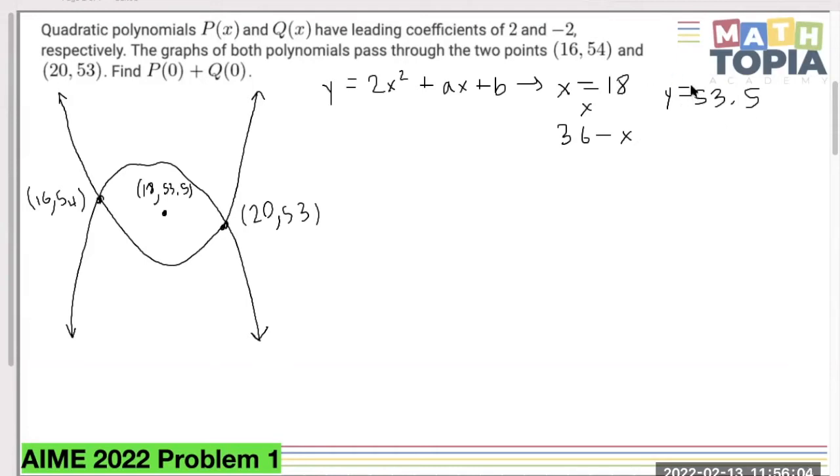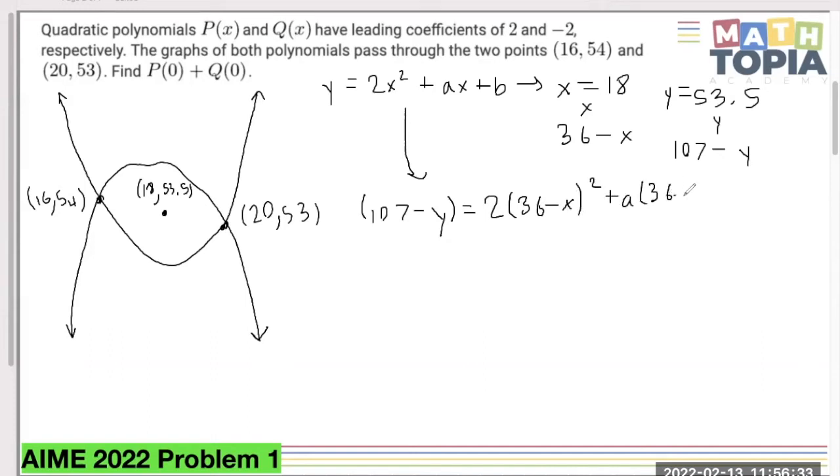Same thing with y equals 53.5. If we start at y, it must be subtracted from twice 53.5, which is 107. So what we can do is take this equation and replace it with those values. And what we end up with is 107 minus y is equal to 2 times (36 minus x) squared plus a times (36 minus x) plus b.